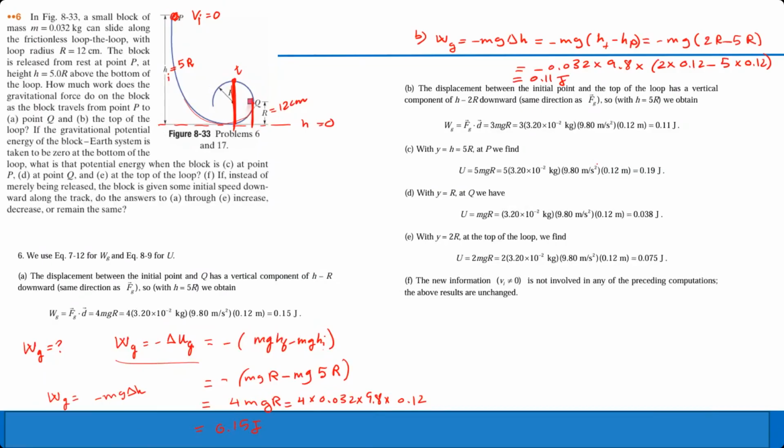Notice how the work is positive. This is because we are descending. And when we are descending, gravity does positive work and it supports the motion.